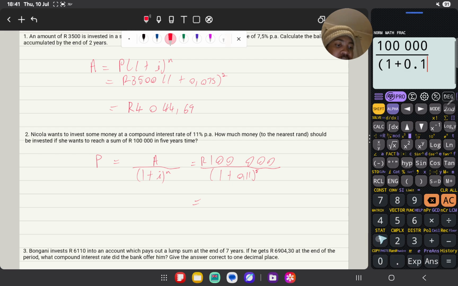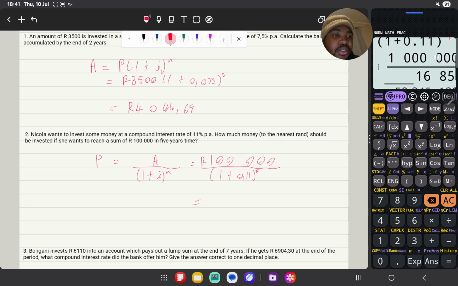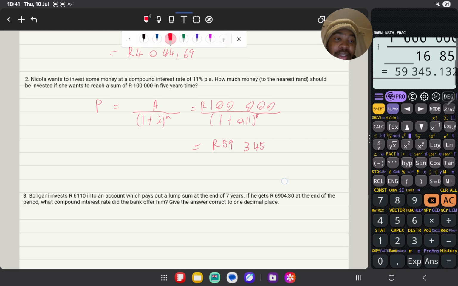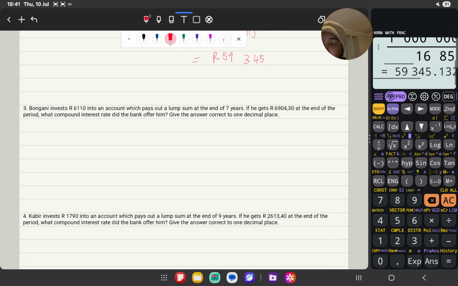So we go to our calculator. 1 plus 0.11 to the power of 5. So we are getting 59,345, right? 0.13. Oh, to the nearest rand, so we're just gonna leave it like this. And then, my friend, you are done. Let's see the next one.